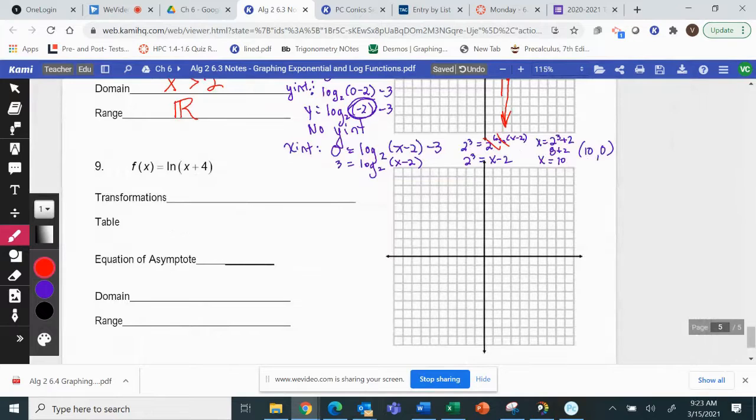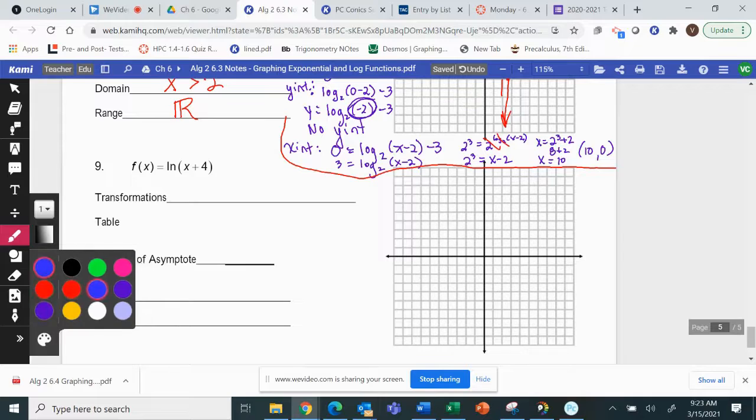All right, last question. f of x equals ln x plus 4. Is this exponential or logarithmic? How many people think it's logarithmic? Raise your hand if you think it's logarithmic. Okay, how many people think exponential? Okay, we're gonna try that one more time. Raise your hand if you're a log person. This is a logarithmic. Raise your hand if you're an exponential person.